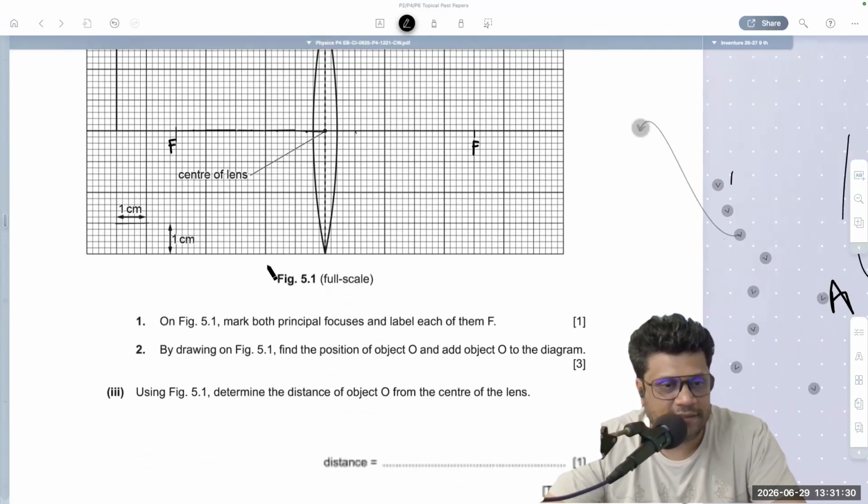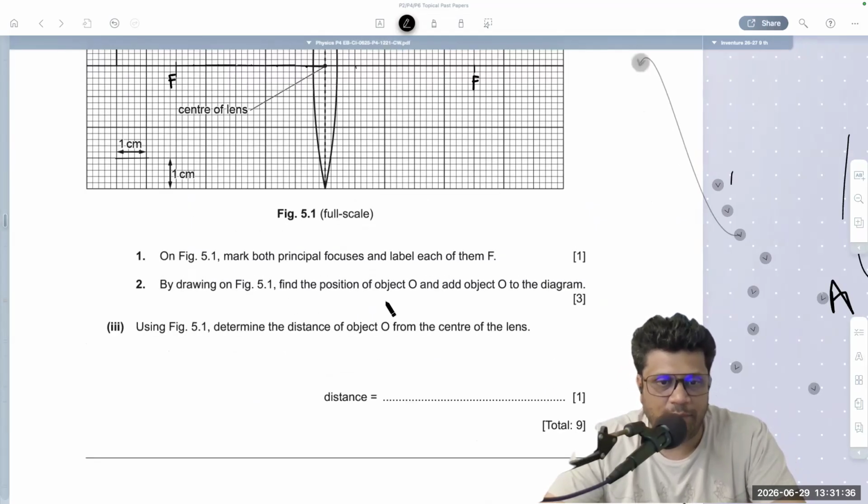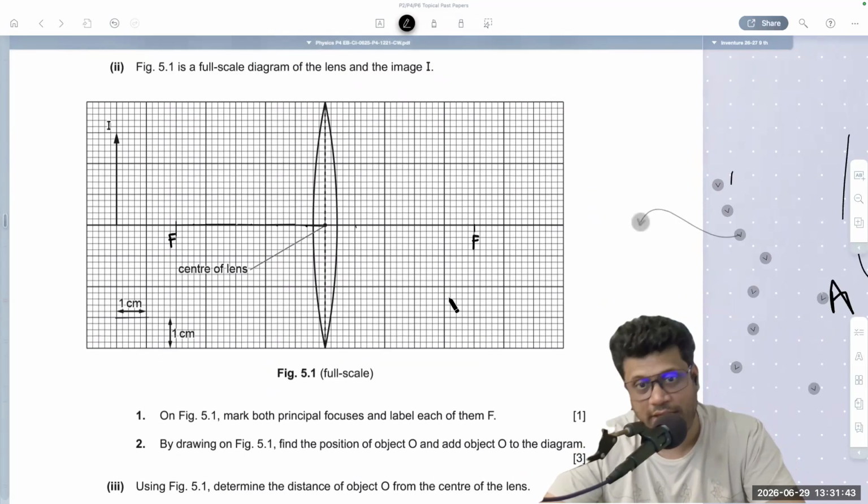Let's see what else. Mark both principal focuses and label each of them F. By drawing on the figure, find the position of the object and add the object to the diagram. Where is the object going to be? Okay.